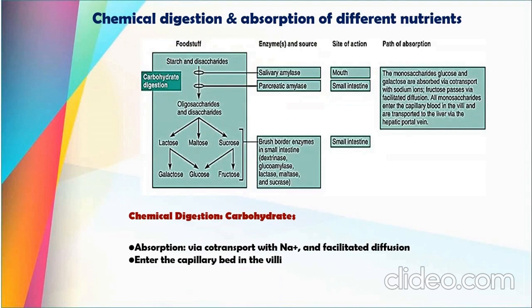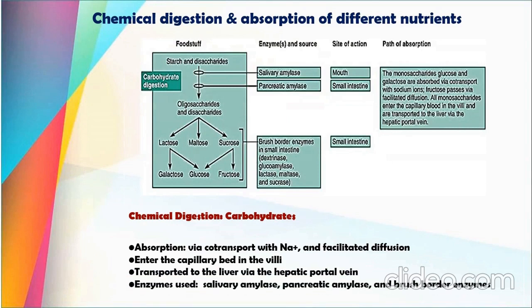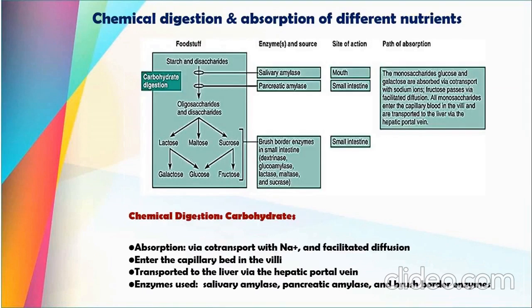Enter the capillary bed in the villi, transported to the liver via the hepatic portal vein. Enzymes used: salivary amylase, pancreatic amylase, and the brush border enzymes. Now see, here is the food, enzyme and source, site of action and path of absorption.